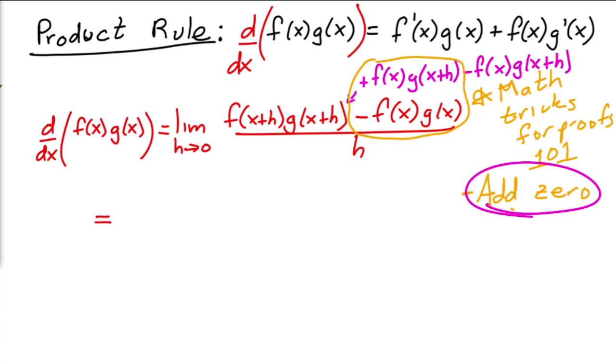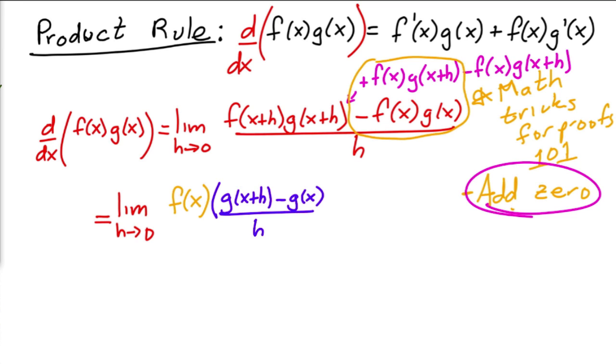This is equal to the limit as h approaches 0 of, notice how they have an f of x in common, so you can factor the f of x out, f of x, and you would have left over g of x plus h minus g of x, all over h. So that's combining these two and these two when you factor out the f of x.